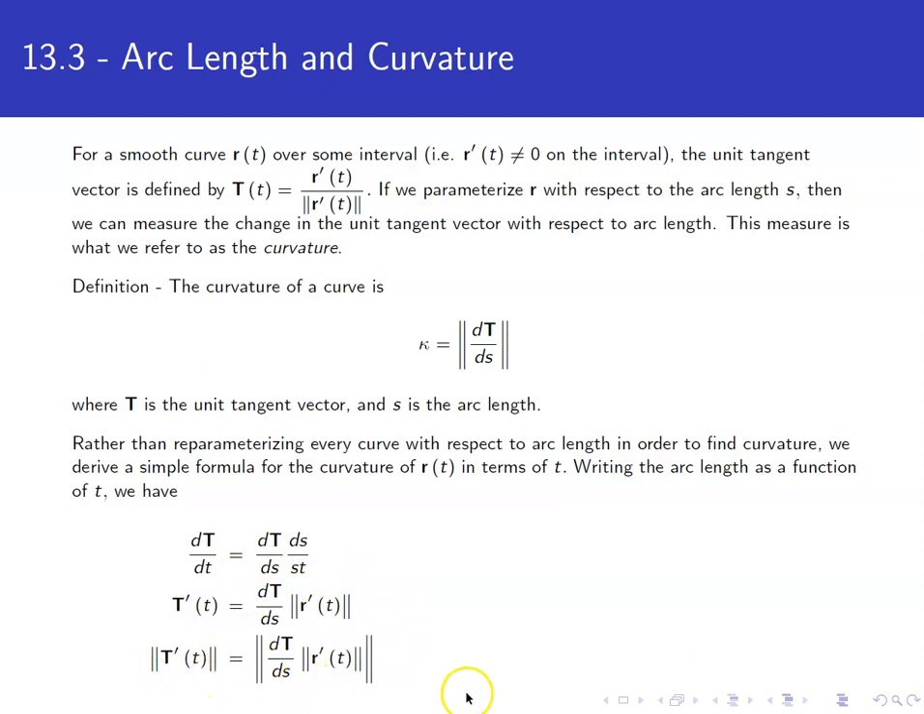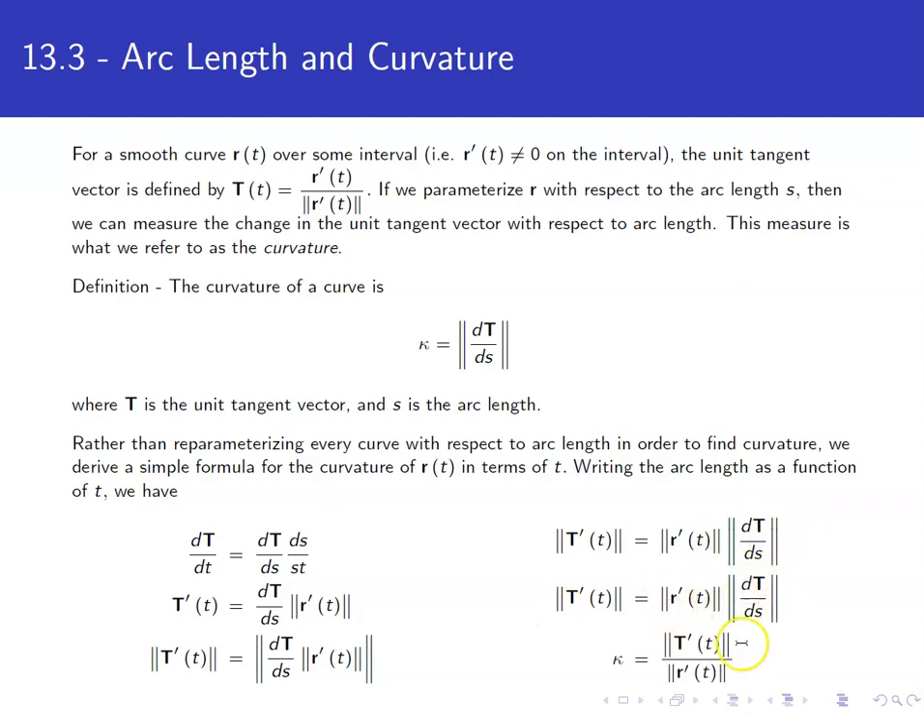Take the magnitude of both sides. Well, this is just a constant. The magnitude of r prime of t is just a constant, so I can pull it outside the magnitude. This expression on the right we can recognize as the curvature. I don't know why I typed the same line twice, but this is just the curvature. If we solve for curvature, kappa, we'll get the magnitude of the derivative of the tangent vector over the magnitude of the derivative of r.